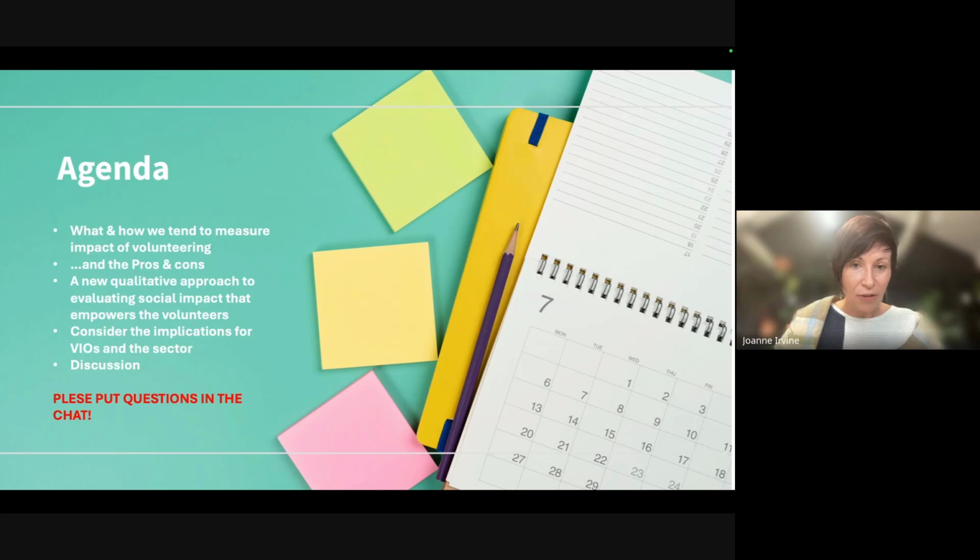So an overview of what we're going to do: I'll touch a little bit on what and how we already tend to measure the impact of volunteering in the sector, and the pros and cons of that. That's probably where Chris was referring to how maybe Will and I differ in our approaches, but have the same passion about how to measure things. Then I'll go into this new qualitative approach that I designed to evaluate the social impact that also empowers the volunteers. And then we'll consider some implications for volunteer-involving organisations and the sector.